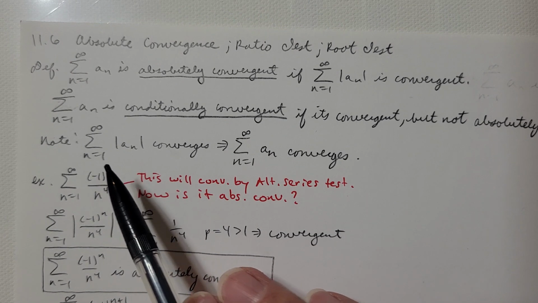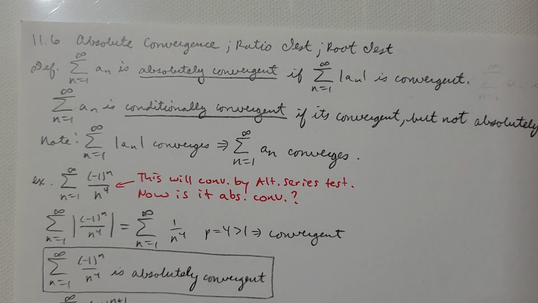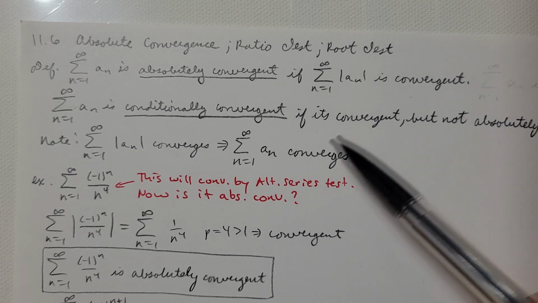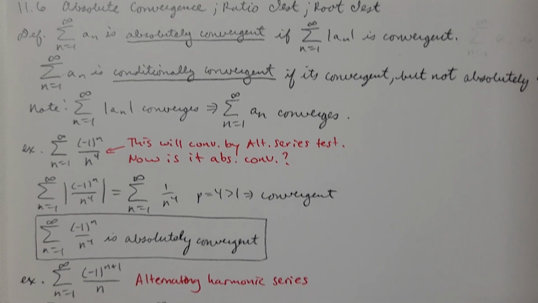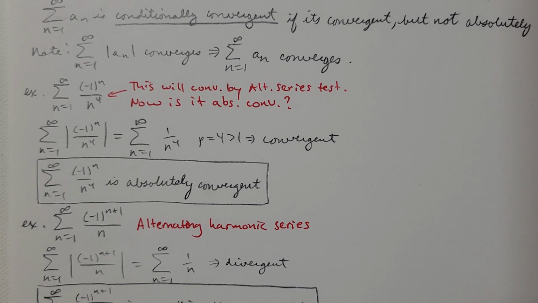And there's a note there saying that if the summation as n equals 1 to infinity of the absolute value of a sub n converges, then that's going to imply that the summation going from 1 to infinity of a sub n converges regularly. So if it's absolutely convergent, it will converge regularly. Let's take a look at some examples of this.